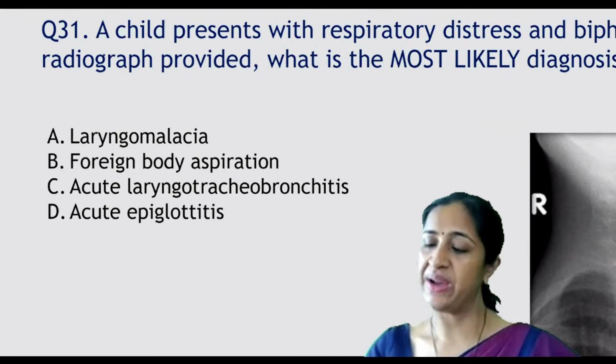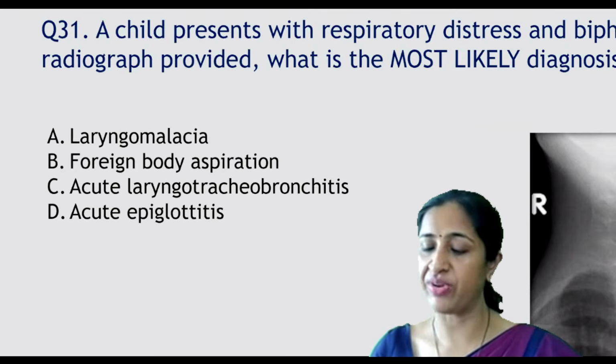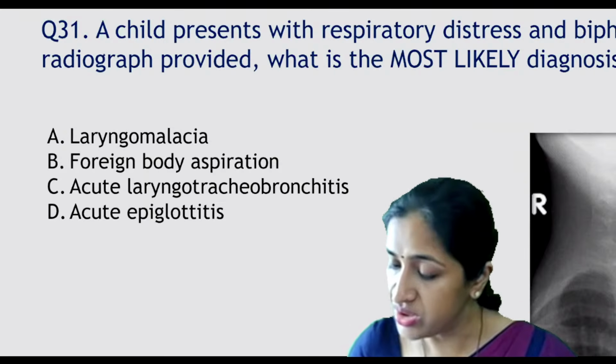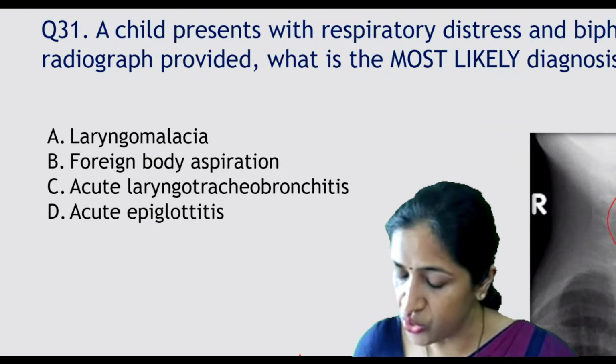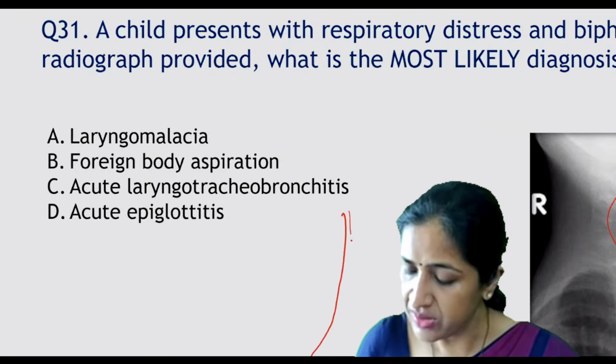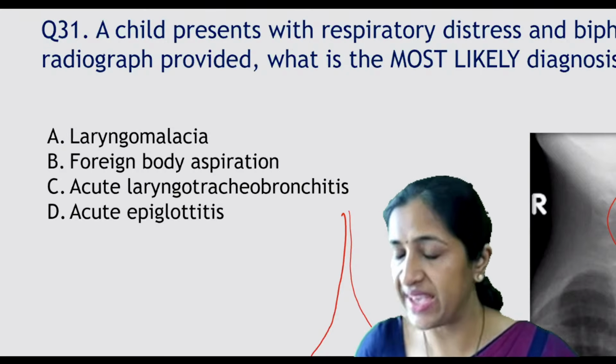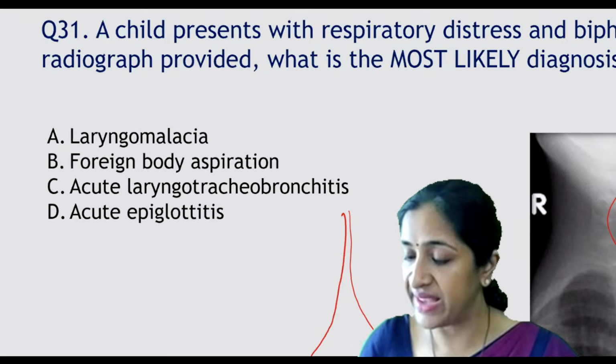Okay. Biphasic stridor. Based on the radiograph provided, what is the most likely diagnosis? See, your radiograph is showing an arrow. What is it showing here? It is showing this narrowing. This is the trachea and the air is totally narrowed. The air space is narrowed.